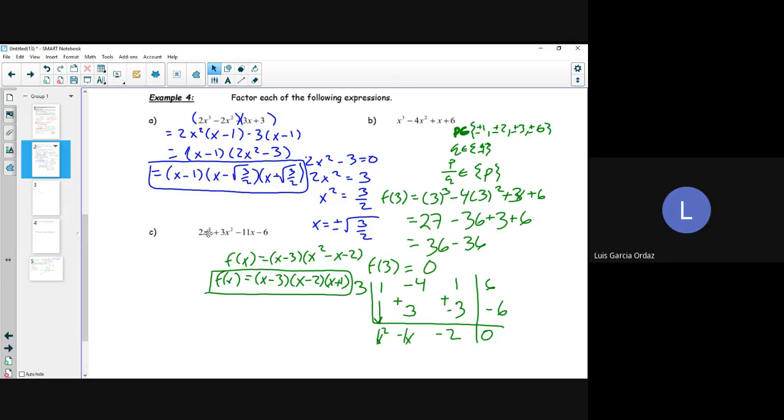So yeah, like I said, if you end up picking the wrong number off the bat and it gives you a remainder, you're going to have to pick another one and do it again. All right? So did everyone understand that example? Everyone's good?